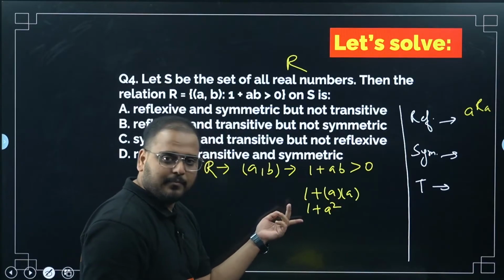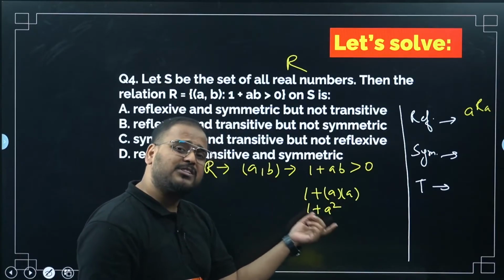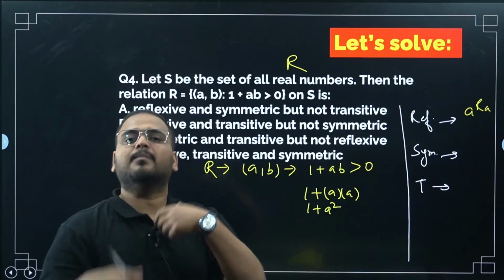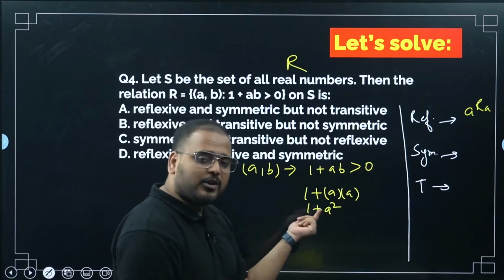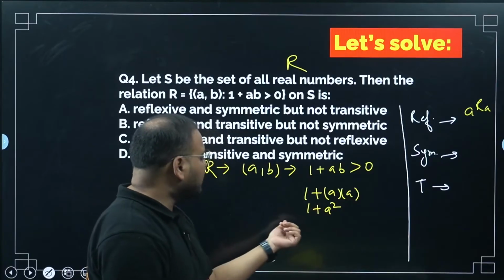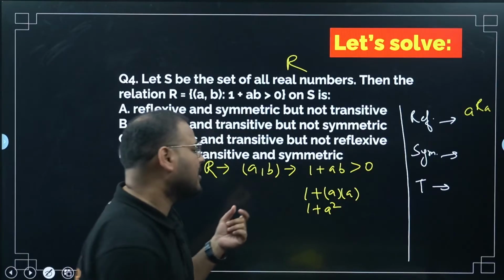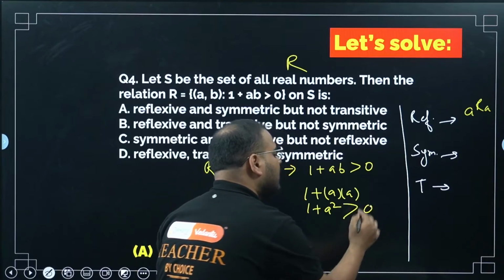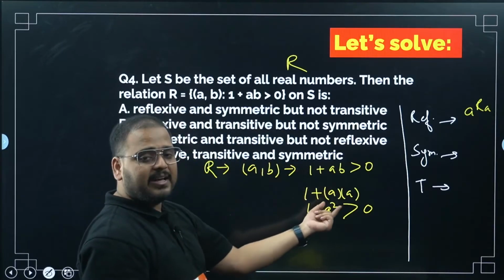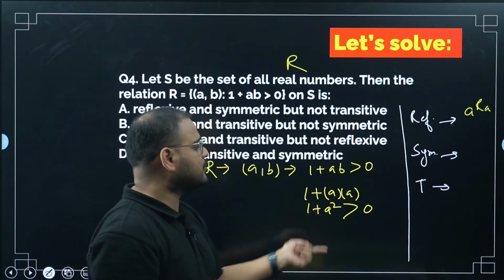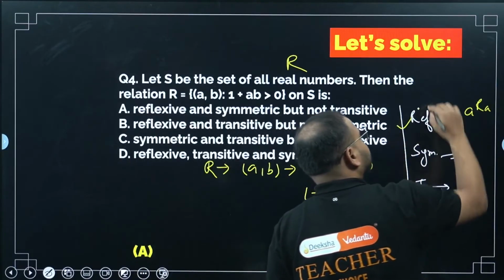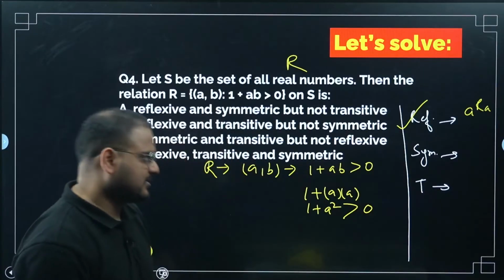1 is a positive number, A square is a positive number. Square of any number, whether negative or smallest negative, whatever it is, doesn't matter. Square of any number is positive. 1 is positive, means the sum of two positive numbers has to be positive. It means for A and A, this is always true. For any number A and A, this is always true. So reflexive hai. Reflexive, yes.